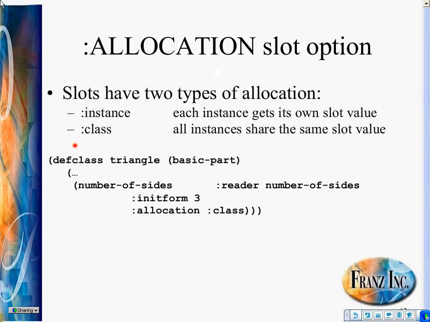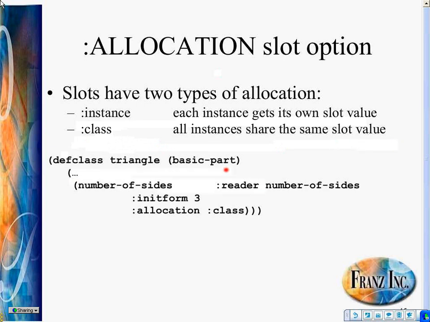The allocation slot option: there are two kinds of allocation, instance and class. And earlier we referred to these. The instance allocation is the local one, and each instance gets its own slot value. The class one is the shared one, and all instances have the same slot value.